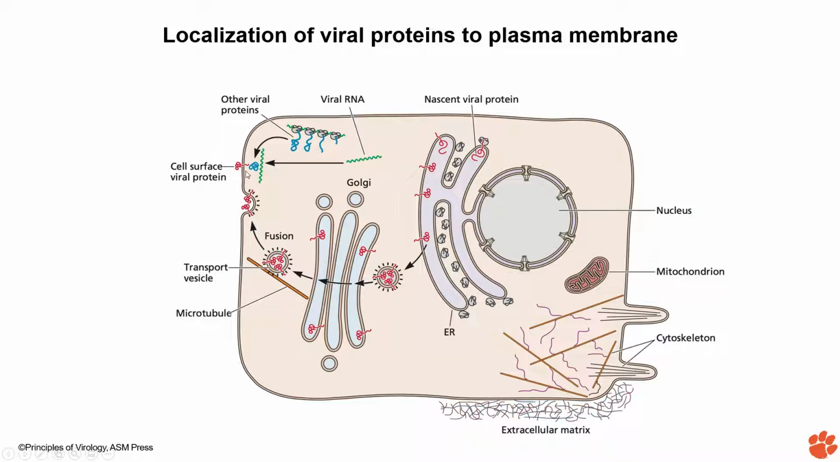Once they are going into the plasma membrane, you can see that viral RNA and other proteins synthesized in the cytoplasm can all be targeted and associate together with the membrane protein to form the mature viral particle. So this is the generalized secretory pathway, and we're going to see a specific example of how proteins are targeted onto the plasma membrane.